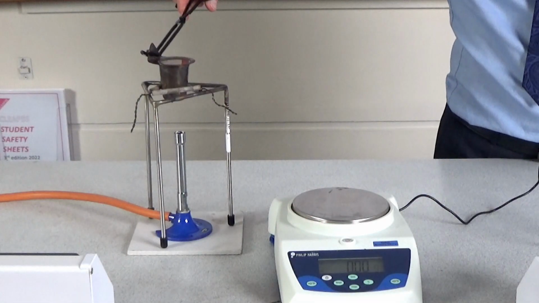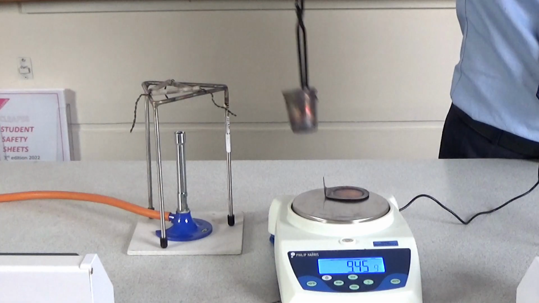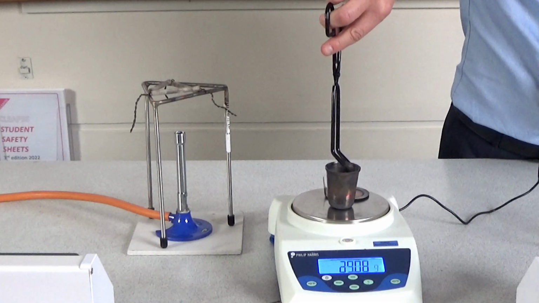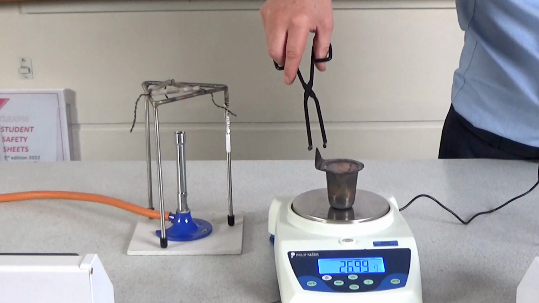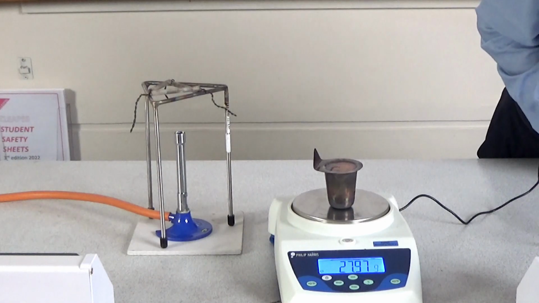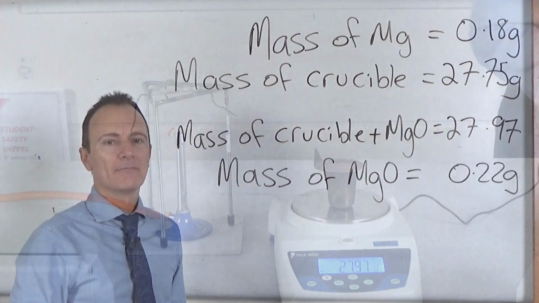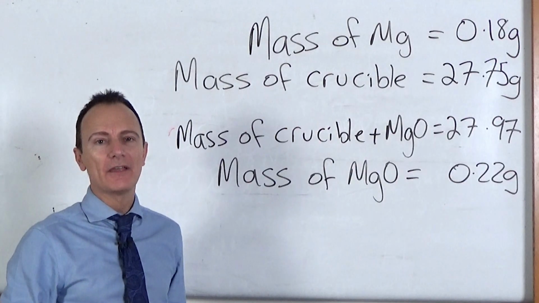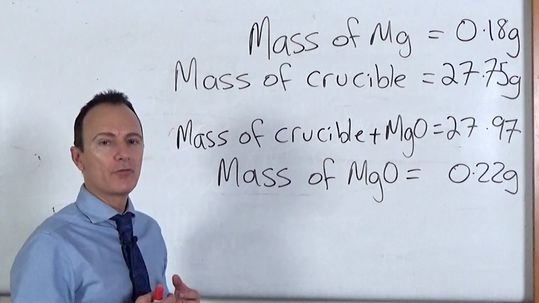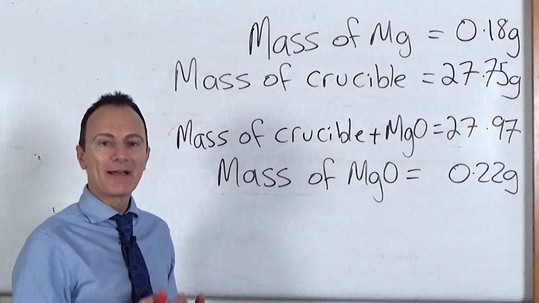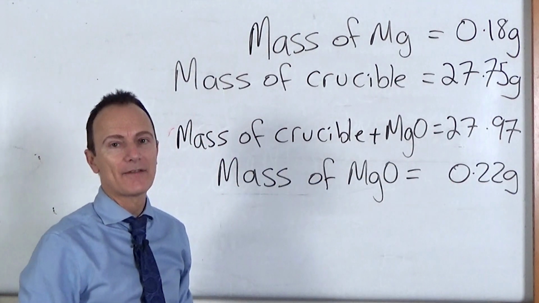After it's finished reacting, we then let it cool and then place the crucible with the magnesium oxide inside and the lid onto the balance and take the new mass. And we can see now it's 27.97 grams. So after we'd heated up the magnesium and it had reacted with oxygen to make magnesium oxide, the crucible and the lid and the magnesium oxide inside weighed 27.97 grams.